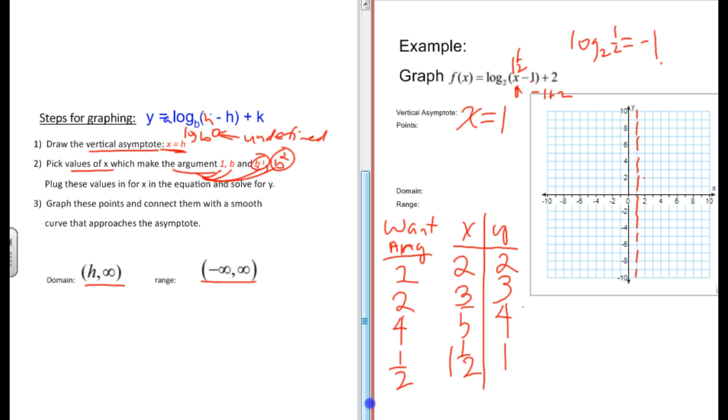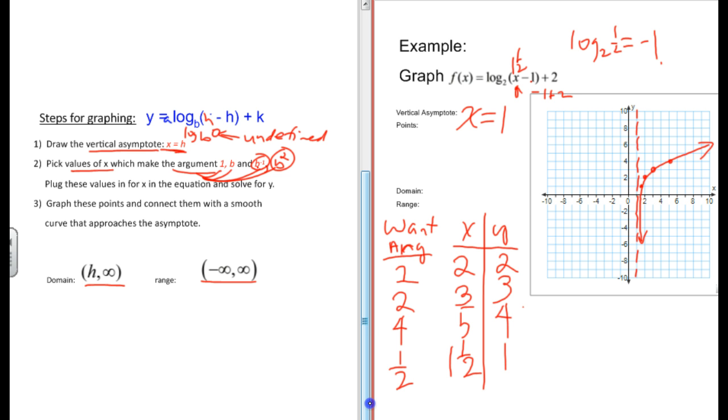2 comma 2 is 1 point. 3 comma 3 is another point. 5 comma 4 is another point. And 1 and a half comma 1 is my last point. I graph those out, hugging my asymptote, and that's what my graph looks like.